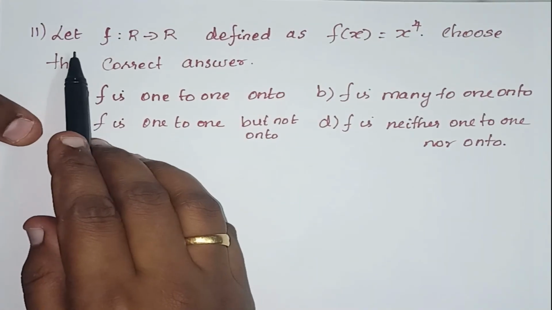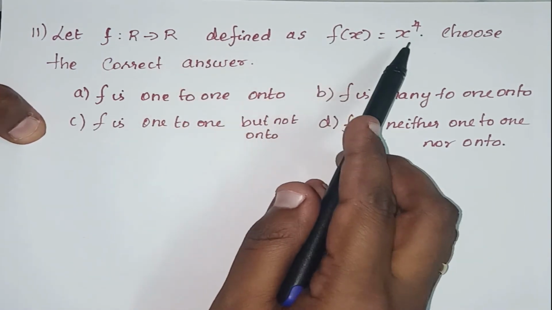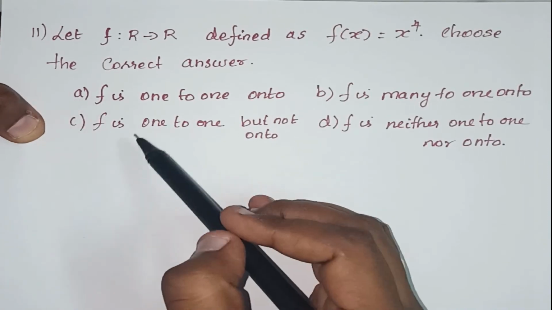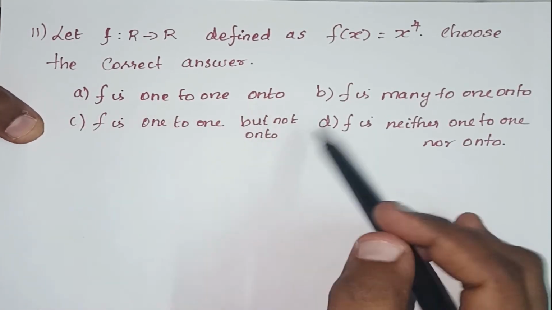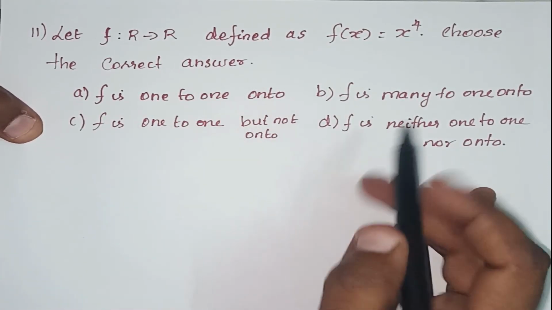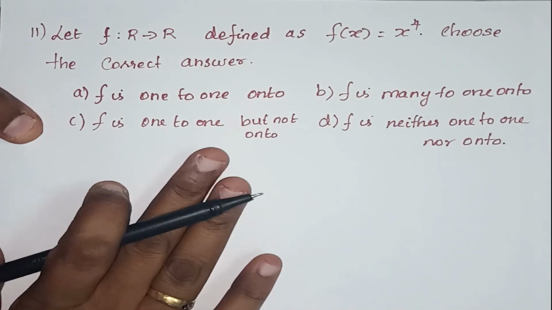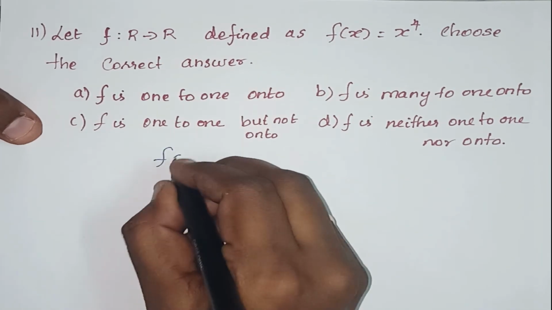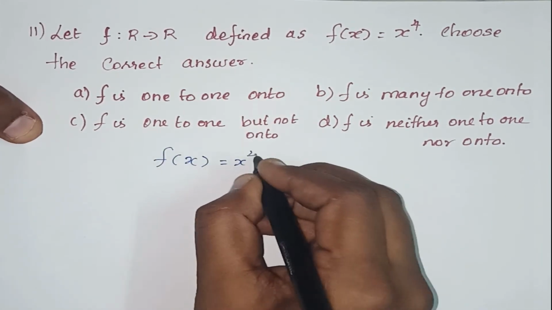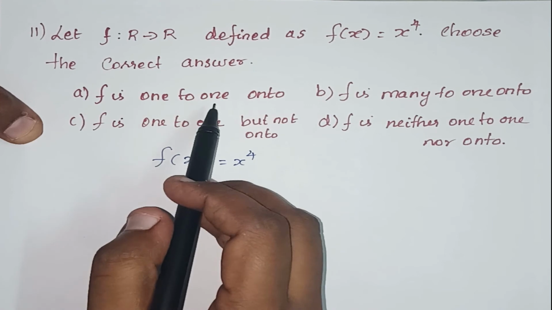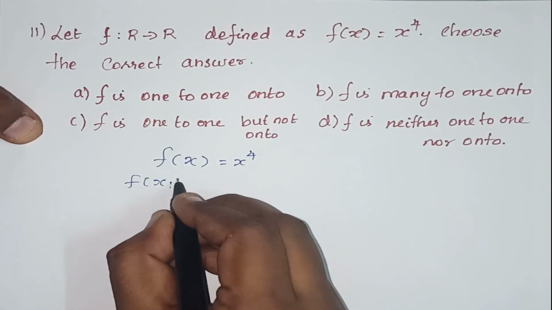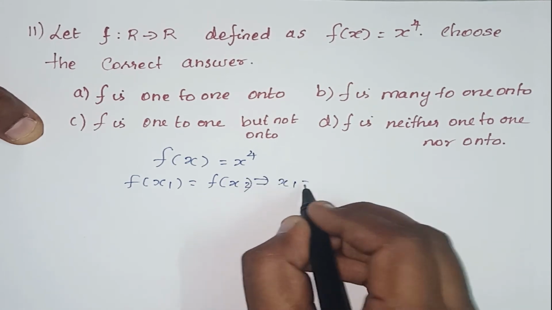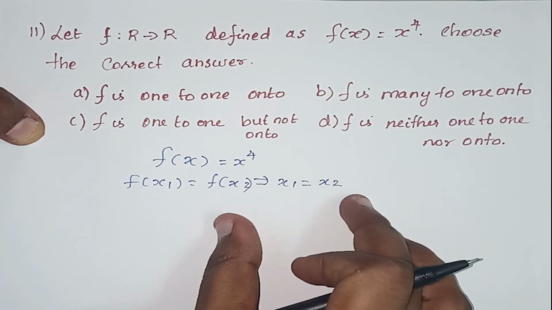Next, the 11th question. In this question the function f of x is given as x power 4. We need to check whether this function is one to one and onto, and choose the correct answer from these four options. These are simple. Here the domain and codomain are real numbers. So f of x is equal to x power 4. For a one to one function, we need to check that f of x1 equal to f of x2 means x1 is equal to x2. We need to check this condition.